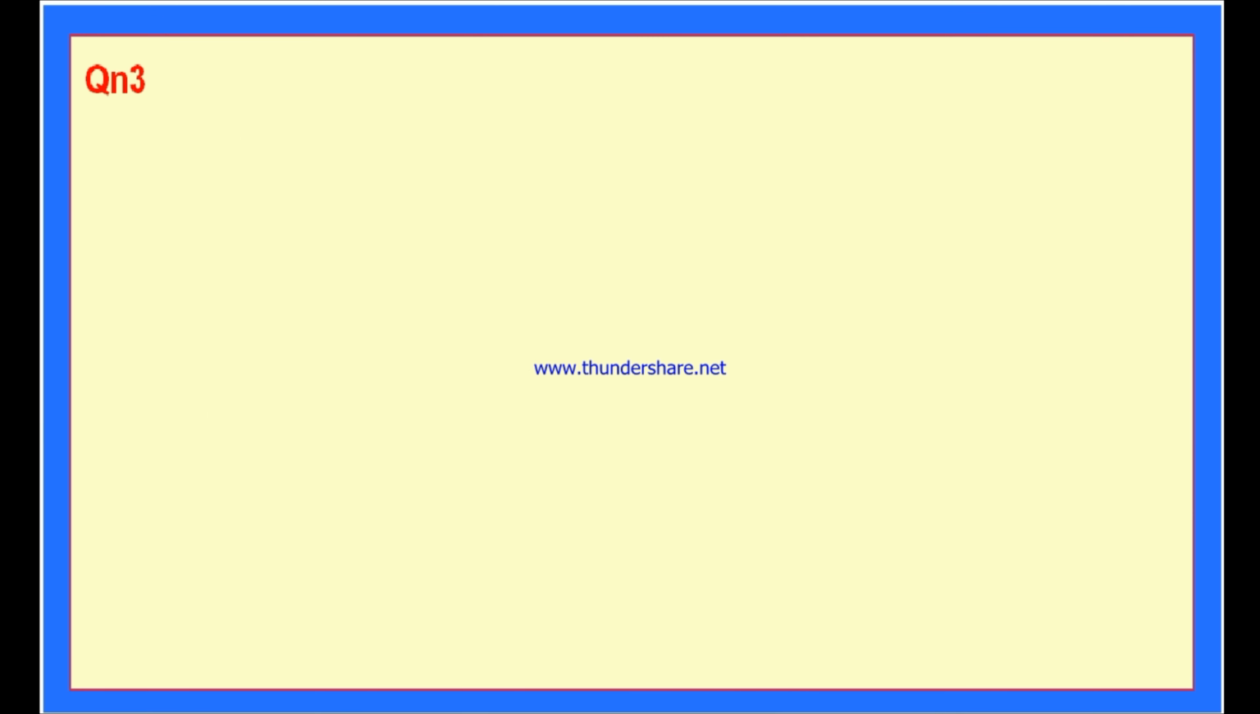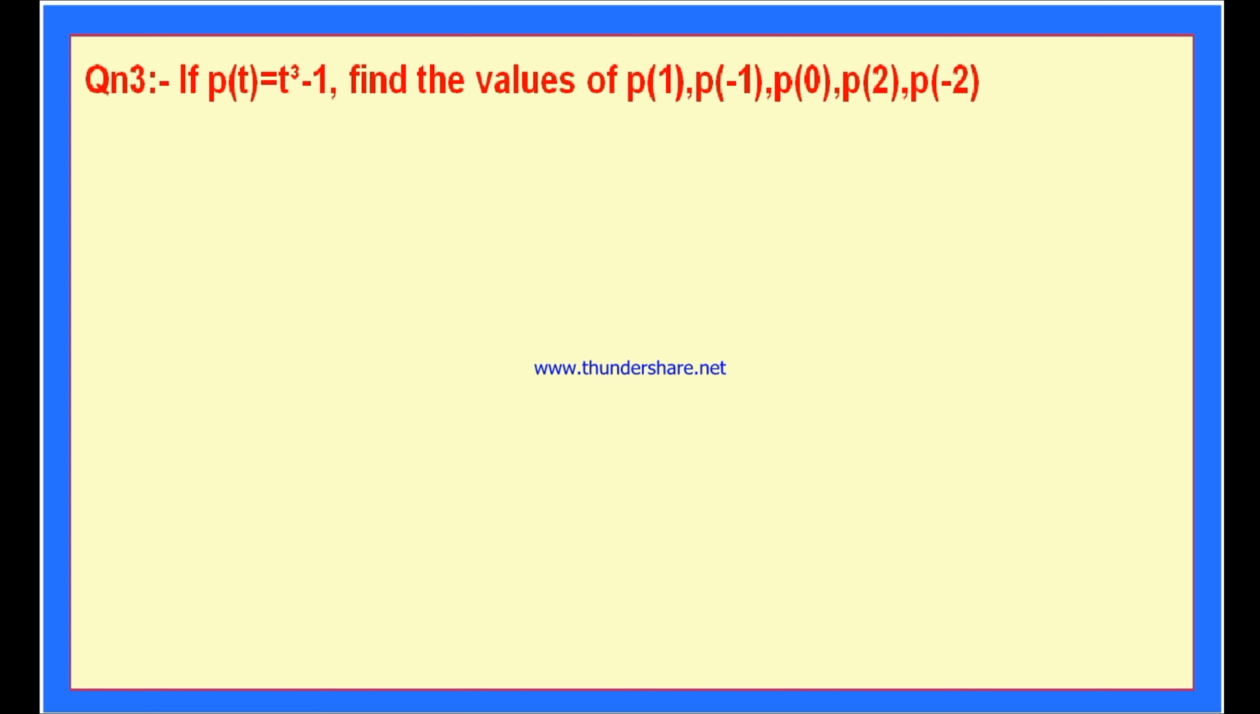Now look at question number 3. If p of t is equal to t cube minus 1, then find the values of p of 1, p of minus 1, p of 0, p of 2 and p of minus 2. I shall repeat. If the polynomial p of t is equal to t cube minus 1, then find the values of p of 1, p of minus 1, p of 0, p of 2 and p of minus 2. Here is the solution. We have the polynomial p of t is equal to t cube minus 1. Now we have to find p of 1.